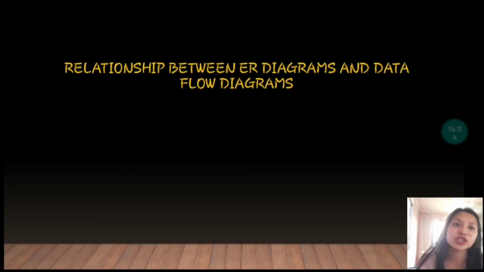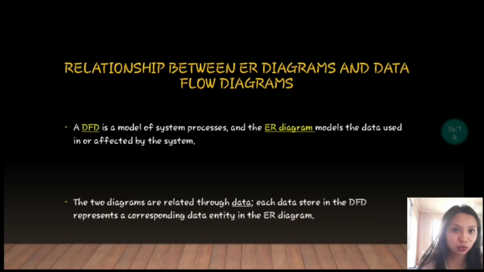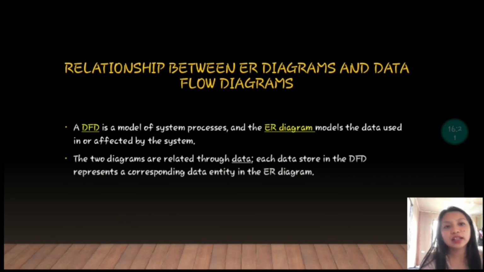Next would be the relationship between the entity relationship diagram and the data flow diagrams. Aside from both being documentation techniques, these two are related through data. The DFD, or the data flow diagram, is the model of system processes, while the ER diagram models the data used in or affected by the system. So they are related through data. Each data store in the data flow diagram represents the corresponding data entity in the ER diagram.